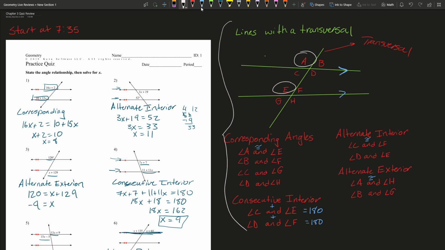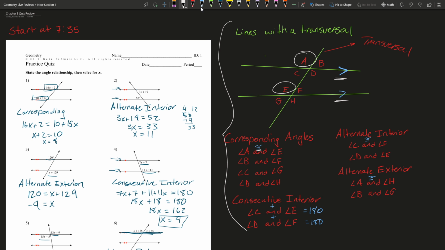Now, if these two lines are parallel, that means that these angles are congruent. So if blue is true, then this blue is true as well. All right, so if the two lines are parallel, the corresponding angles are going to be congruent. Also, if the corresponding angles are congruent, that means that the two lines are parallel.